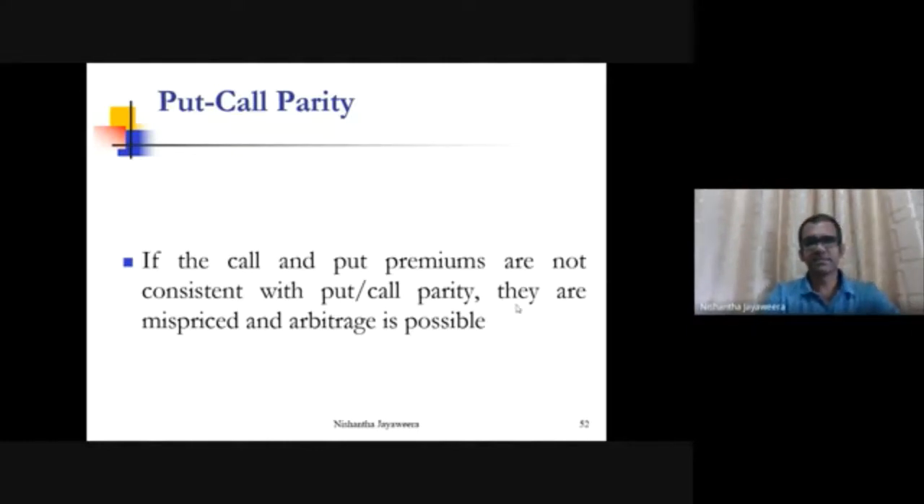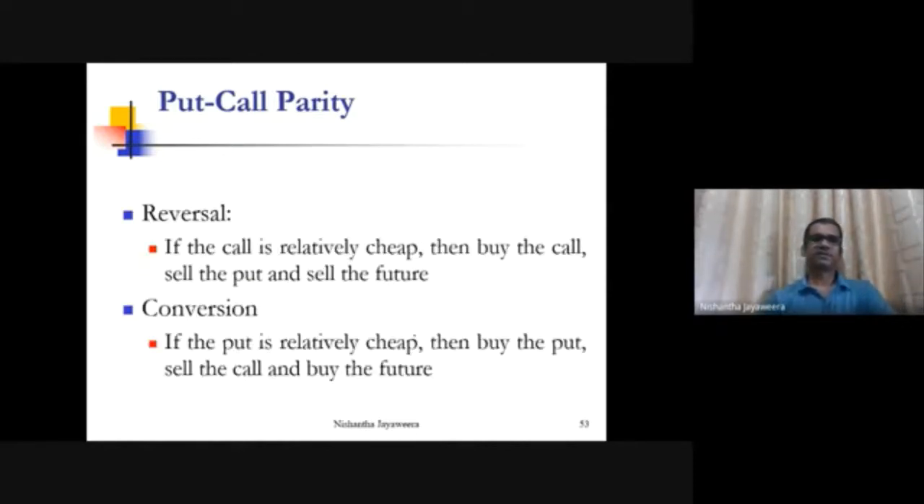As I mentioned, if these are inconsistent or not in line with the put call parity, then there is an arbitrage. If this relationship does not hold, there is an arbitrage. How to exploit that? What does it mean? So again, can you remember in futures we had cash and carry and reverse cash and carry? Can you remember when you do cash and carry to exploit the arbitrage?